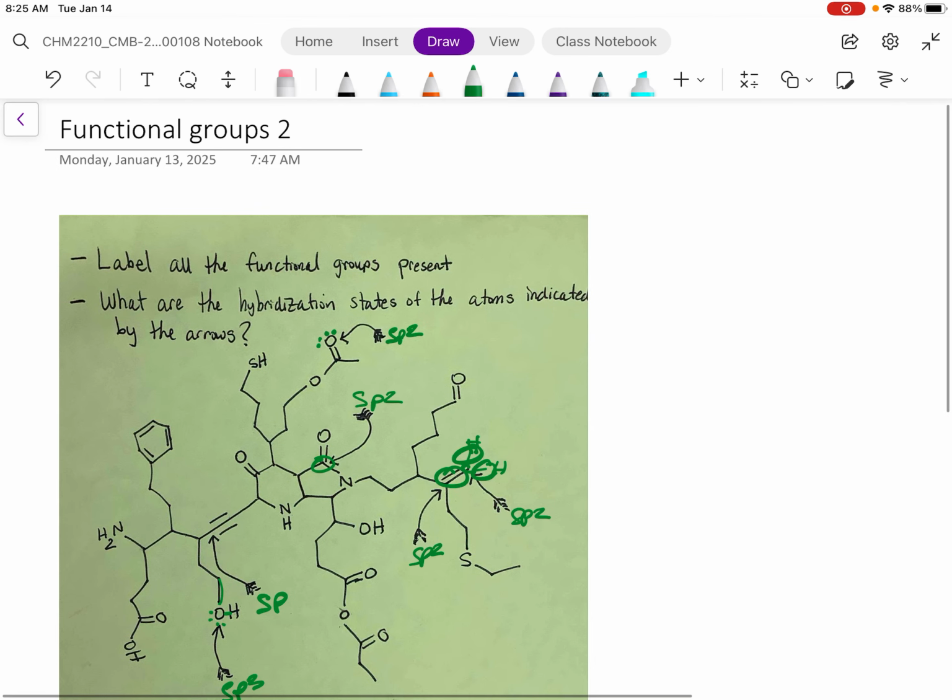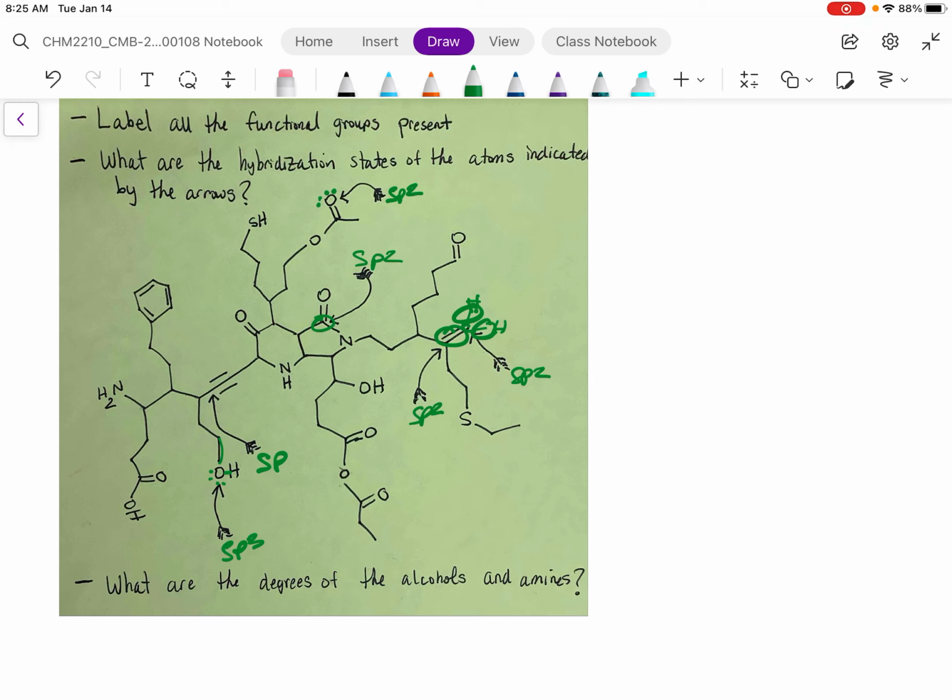Did I get all the arrows? I think I did. What are the degrees of the alcohols and the amines? Well, here's an alcohol right there. What's the degree of this alcohol? That's a primary because there's the carbon that's directly attached to the oxygen. And what are we supposed to do? Count how many carbons are directly attached to that carbon. There's only 1. So that's a primary alcohol.